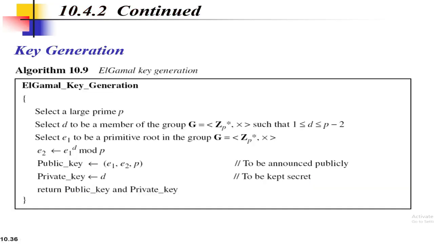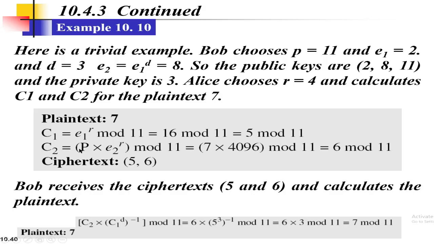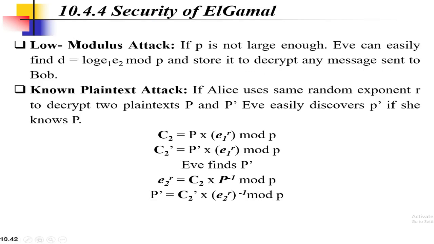In the ElGamal key generation phase, we calculate e2 equals e1 to the power d mod p. If p is not large enough, we can easily calculate the private key d. Because of this, a low modulus attack may be possible. So it is recommended that the prime number be at least 1024 bits or 300 decimal digits. The security of the ElGamal crypto system basically depends on the discrete logarithm problem.